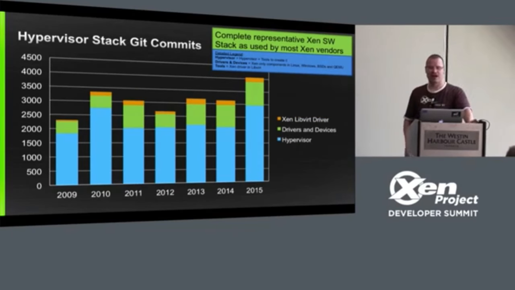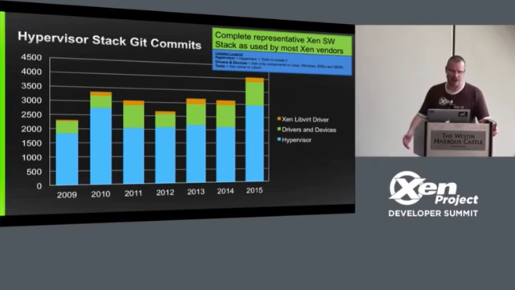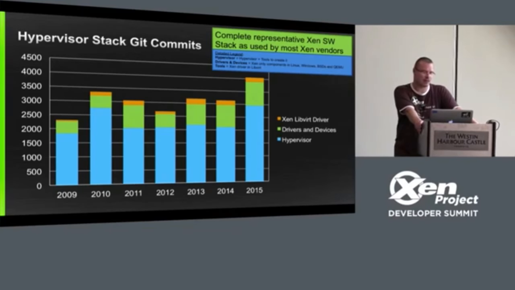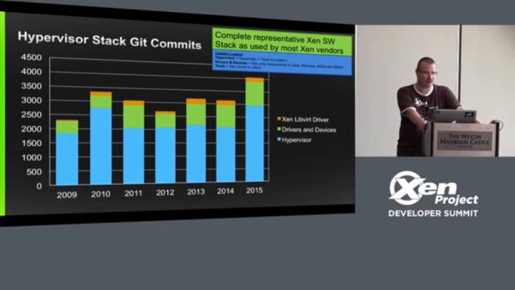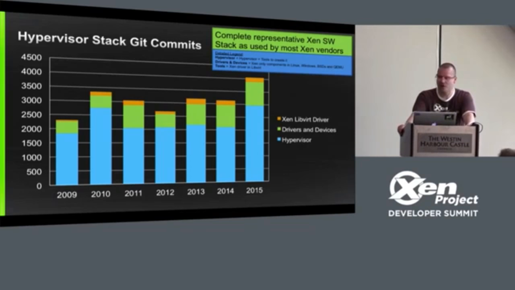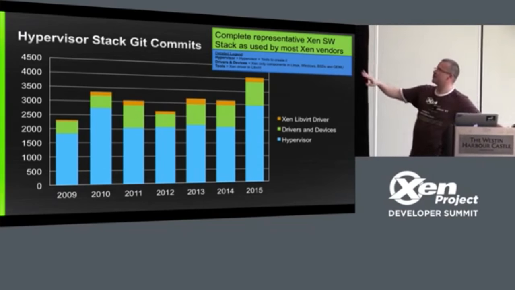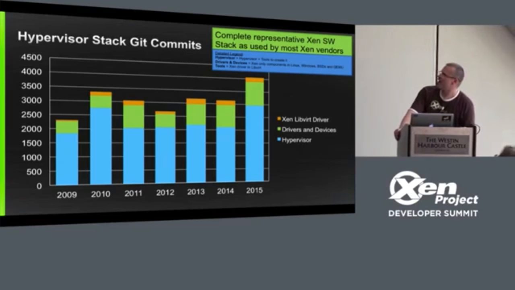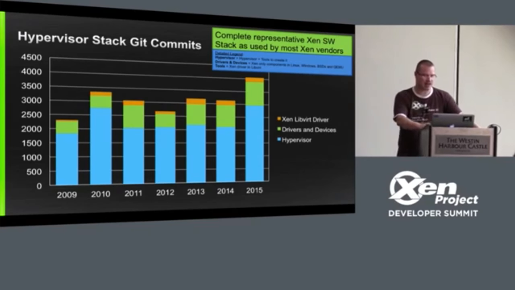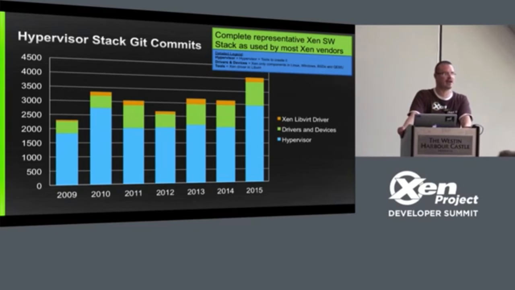Then I wanted to look at a slightly wider picture. Xen itself doesn't actually stand on its own. There's a lot of Xen-related drivers and devices, for example, in Linux and QEMU, in the BSDs as well. And we also have the Xen libvirt driver. So basically in this graph, I just did the same exercise for all the Xen-only code in those projects, and that shows basically exactly the same trend.